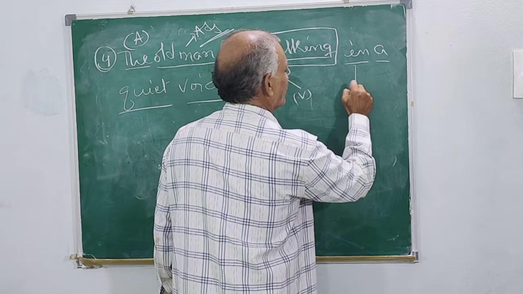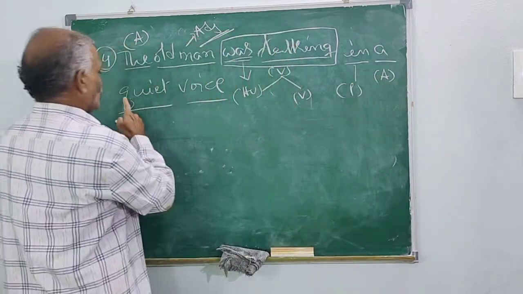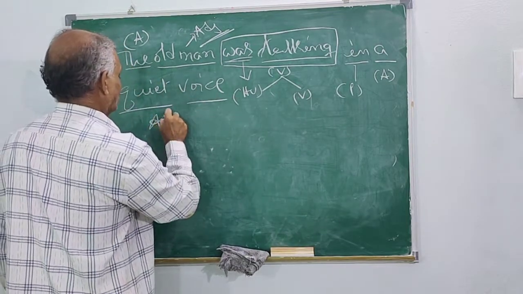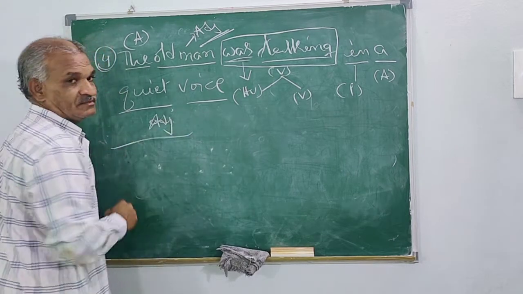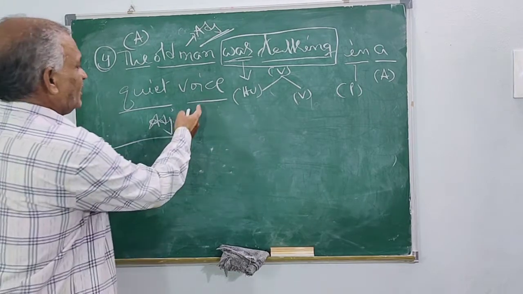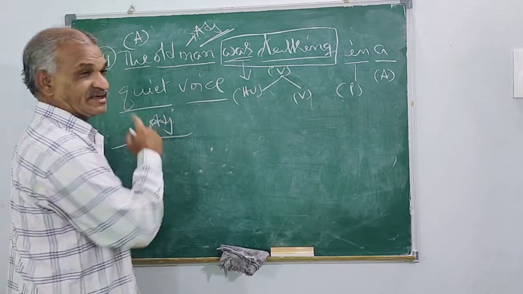In, preposition. Again, a, article. Quiet voice. Which voice? Quiet voice. Adjective. Which voice? Voice is a noun. Here, the thing voice is highlighted. Because of that reason, it is adjective.